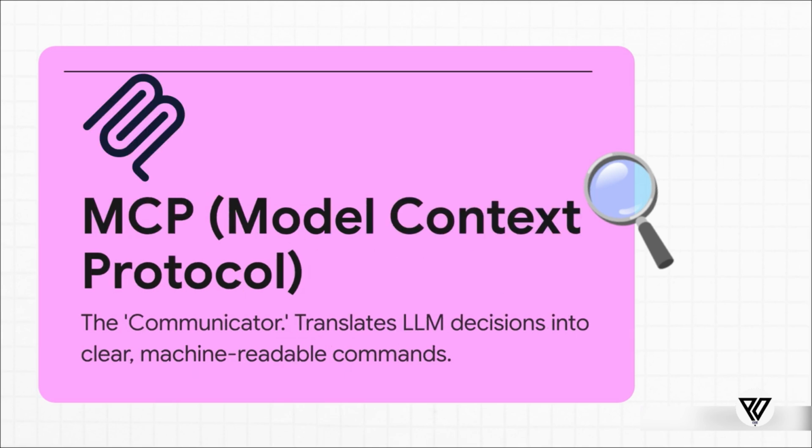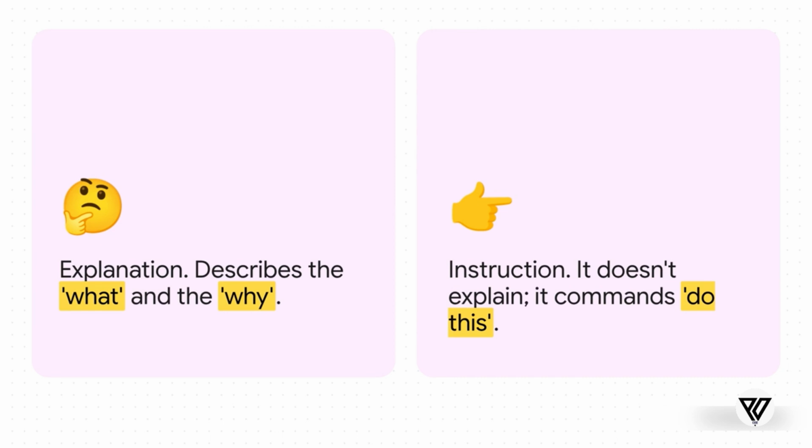And that brings us to the second piece, the Model Context Protocol, or MCP. If the LLM is the brain, you can think of MCP as the universal translator. It takes the LLM's complex, kind of human-like reasoning and converts it into a crystal-clear, unambiguous command that a machine can execute without a single moment of hesitation. Just think about the difference here. On one side, you've got explanation. The context and reasoning a human analyst might give. On the other side, you have a direct instruction. MCP isn't offering a suggestion, it's issuing a command. Do this. And this is the critical bridge that connects thought to action.